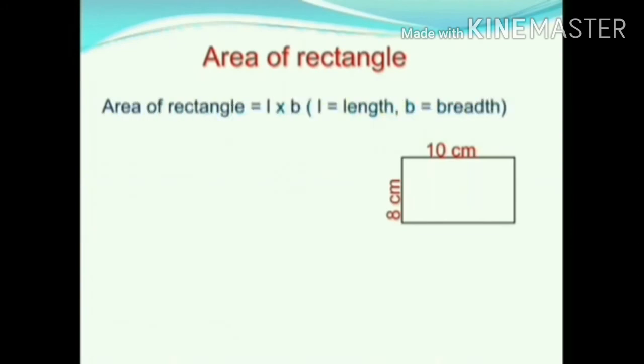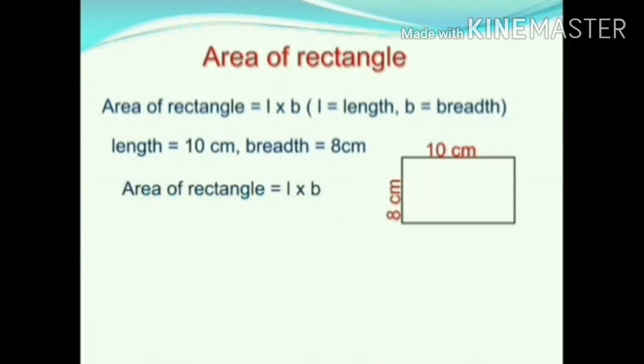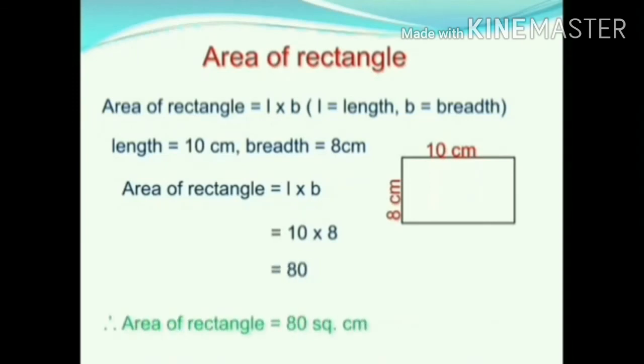Now, we will find out the area of a rectangle. You know the formula. The formula is area of rectangle equals L into B, where L means length, B means breadth. Its length is 10 centimeter and breadth is 8 centimeter. Now we should find the area. To find the area, we should multiply length by breadth. It is 10 multiplied by 8 equals 80 square centimeter, which means the area of the rectangle is 80 square centimeter.